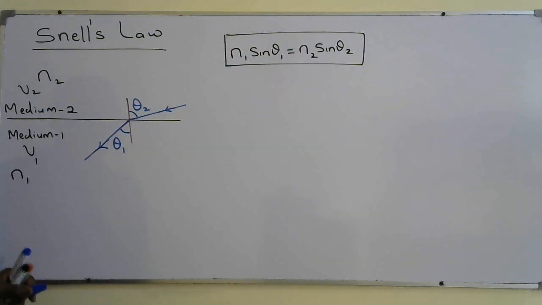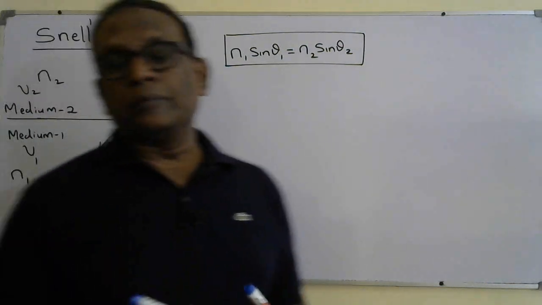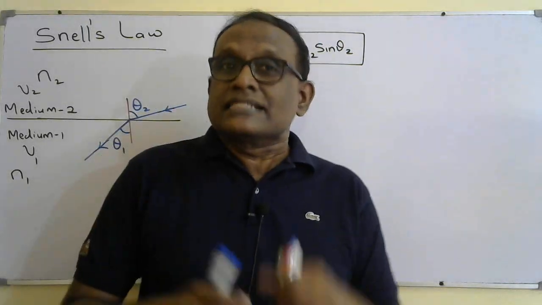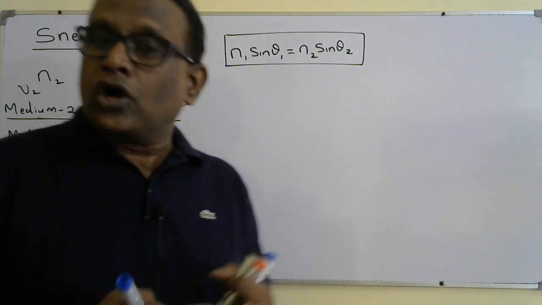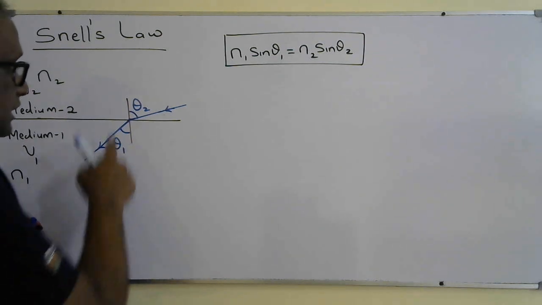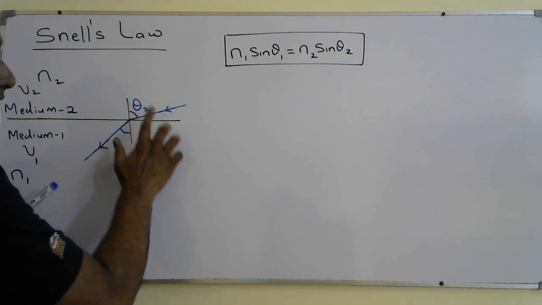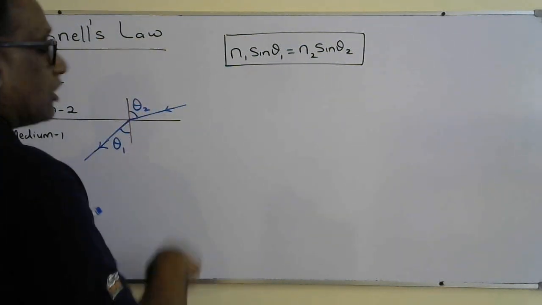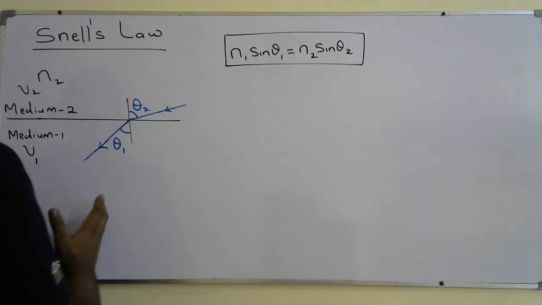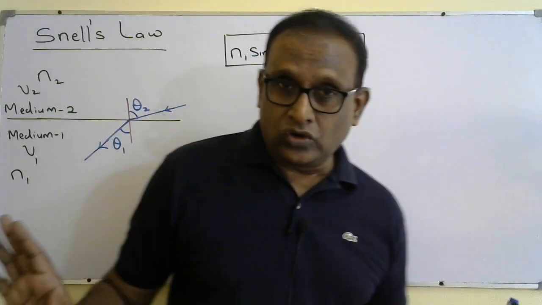But very important, the angles theta 1 and theta 2 must be measured with the normal to the boundary, because this equation was derived purely by using geometry and similar triangles. During the derivation, the angles with the normal are considered. Even if the angles with the boundary are given, we must use the angles with the normal. So whether the light is moving from medium 1 to medium 2 or medium 2 to medium 1, we don't need to worry.